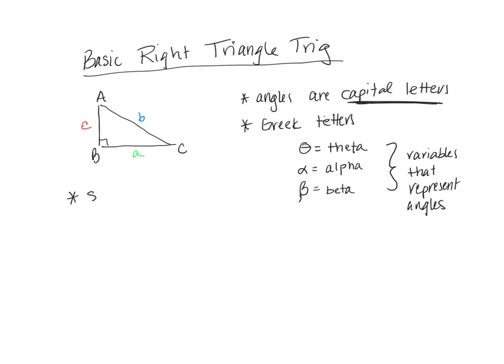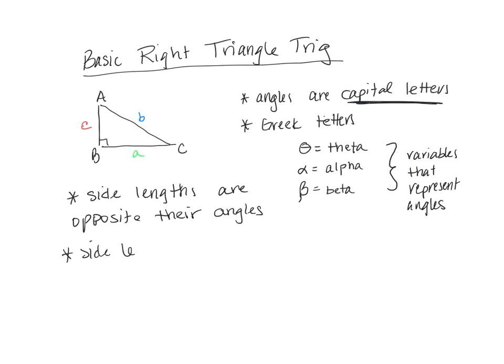Okay, and let's write that out. So side lengths are opposite or across from their angles, and side lengths are lowercase letters.